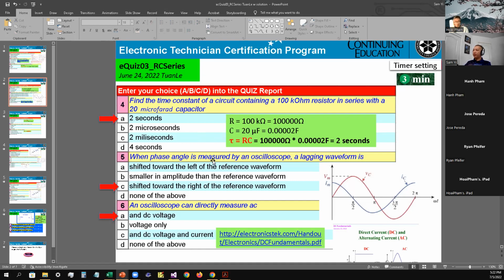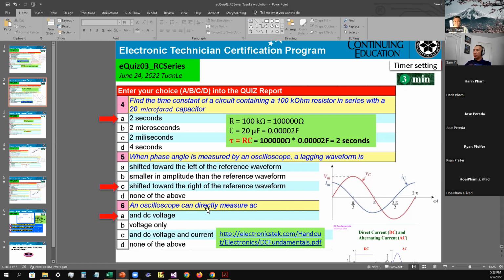Number 5, when the phase angle is measured by an oscilloscope, a lagging waveform is, mainly the lagging is going to be the one to the right. As you can see, the blue one comes first and it hits the line here first, and after that, the red one hits that line. So the one that's shifted to the right of the reference point. So the blue one is your reference, and this is your lagging signal. Okay. So the answer is C as in cat for number 5.